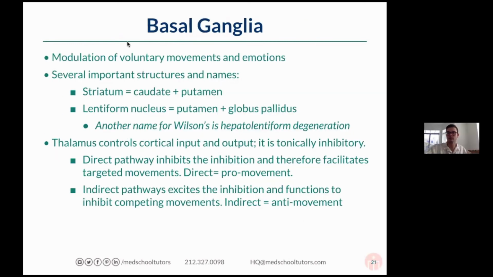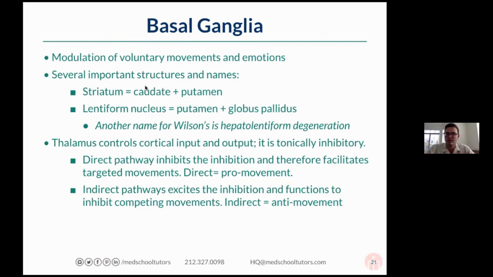All right, so let's talk about the basal ganglia. If you just had to simplify it to what it does, it helps modulate voluntary movements, right? So when I'm making purposeful movements, and it also helps with emotions too, sort of, because if you think about it, we talked about how all those things are real close by in the middle.